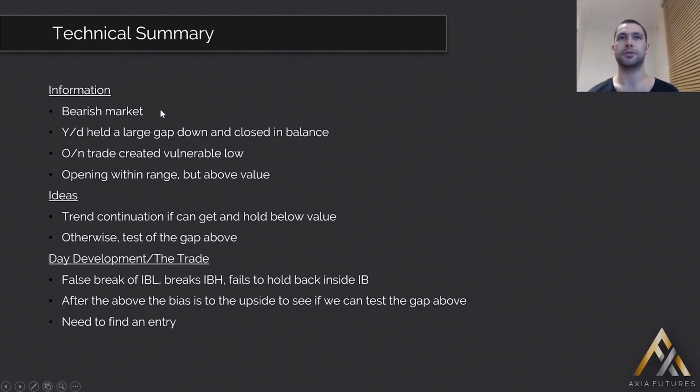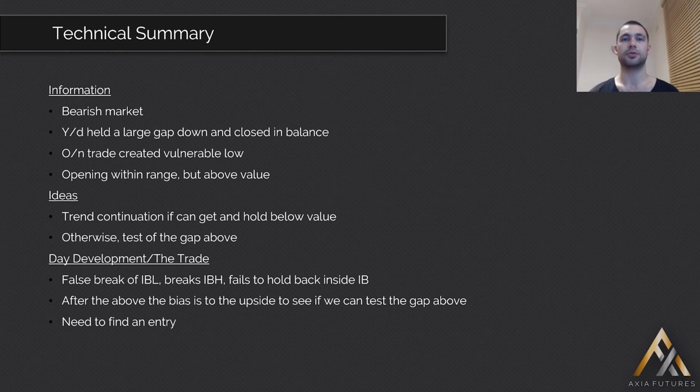So in the bigger picture, we have a bearish market. We had a gap down, and yesterday's trade held that gap. The overnight trade created a vulnerable low, and we are opening within yesterday's range but above value, so we've got to get through yesterday's value decision point before we can really start to get bearish. And that's what we should be thinking as we go into this day. So again, that's the idea. So trend continuation if you get below, otherwise potential test of the gap above.